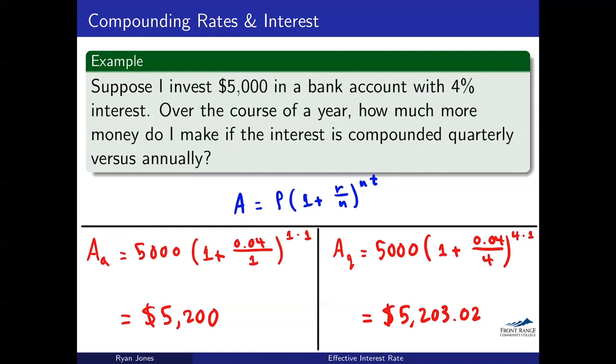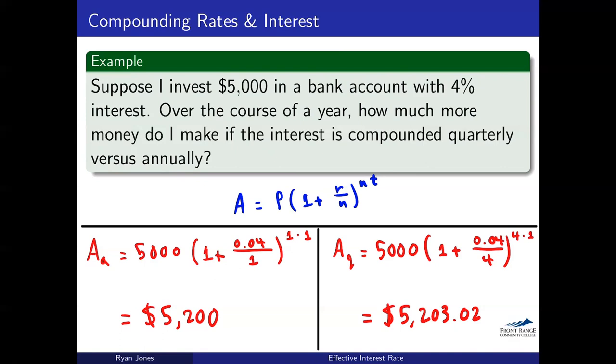Obviously, it's not a huge difference. In this case, it's $3.02. But hey, money is money, so we'll take it. If you were given a choice here, you would say, I want this to be compounded quarterly instead of annually. Really, you'd probably want to say, compound this as often as is allowed. If the bank says, we'll compound it daily for you, you should do that, because the more often it's compounded, the more money you're going to make. Even if it is just a small amount of money, it's still worth it.